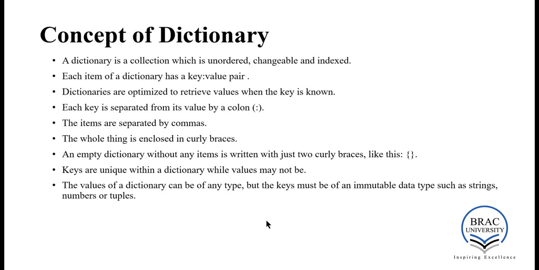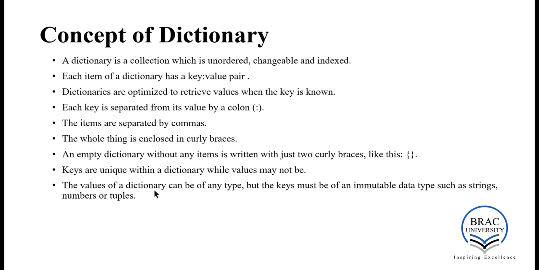So each item of a dictionary has a key value pair. First one is key, then a colon, and value will be the main value of this particular key. So dictionaries are optimized to retrieve values when the key is known, just like list. I just need to know the index number. Each key is separated from its value by a colon. The items are separated by commas. The whole thing is enclosed in curly braces. An empty dictionary without any items is written with just two curly braces, just like this one.